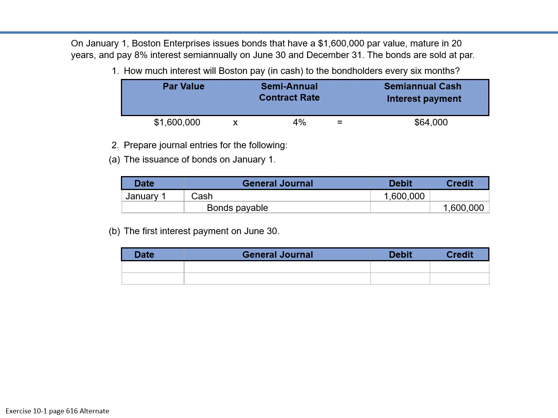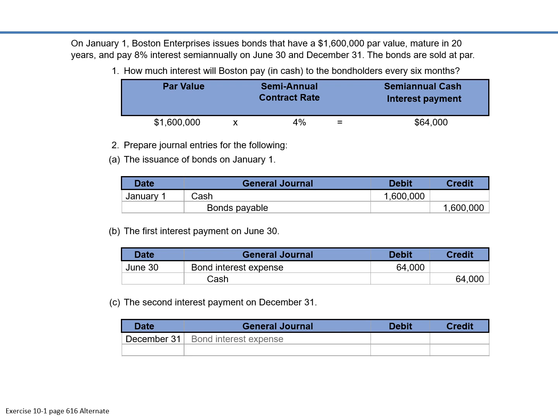All right, so the first interest payment, we computed already what it is, right? 64,000 each time we pay interest. So we're going to debit bond interest expense for $64,000 and we're going to credit cash, $64,000. And then the same would be true on December 31st. Same exact entry. Okay.